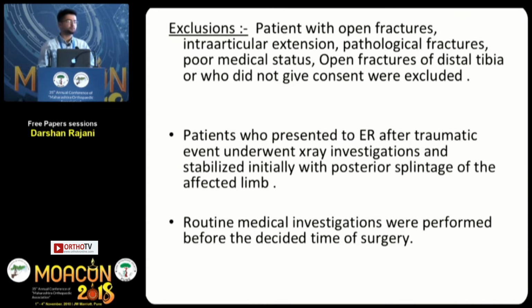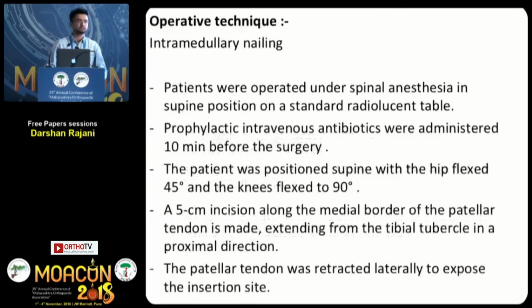Patients who presented to the emergency room were first stabilized with posterior splinting. Operative technique: intramedullary nailing. They were prepared and draped on the operation table. They were positioned supine with the hip flexed 45 degrees and knees 90. A 5 centimeter incision along the medial border of the patella tendon was made, extending from the tibial tubercle in the proximal direction. Patella tendon was retracted laterally.